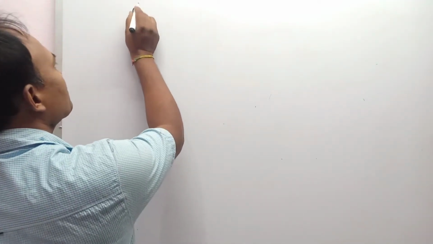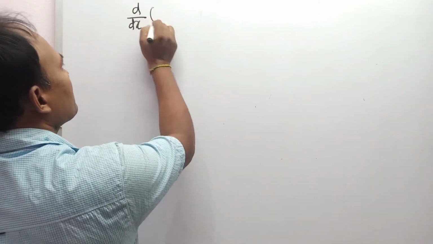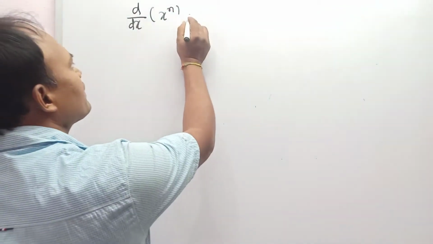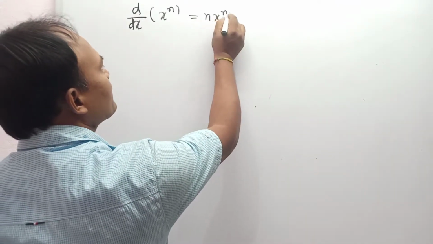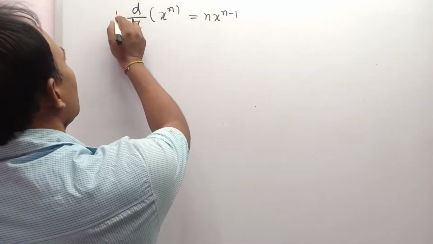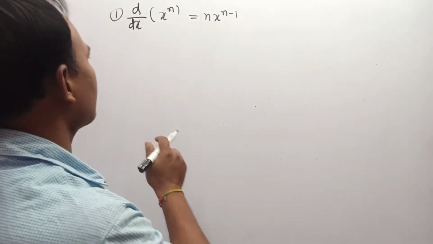What is the formula? First formula is d by dx of x to the power n. When we say d by dx of x to the power n, we can say that it is n x to the power n minus 1. Okay students? Okay, this is the first formula. Now what is the second?